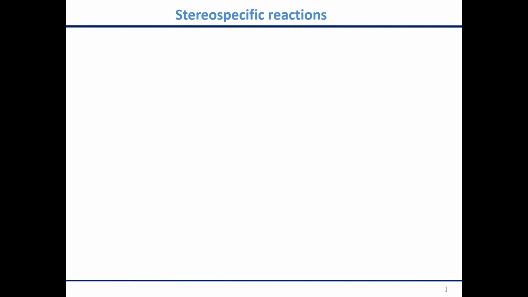Today we will discuss some stereospecific reactions. In a stereospecific reaction, what will happen? Formation of only one stereoisomer. For example, you see the stereoisomers A and C form stereoisomers B and D respectively in the reactions. So we can consider this reaction a stereospecific reaction.